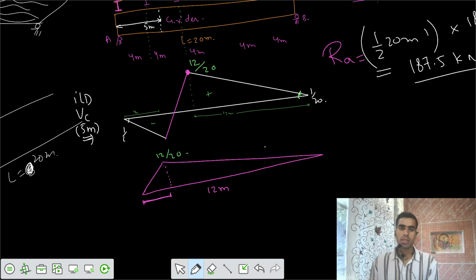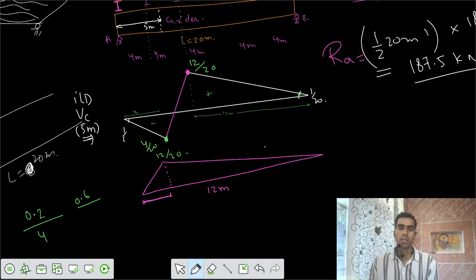And by the similar triangles, this one would be equal to 4 by 20. Now 4 by 20 is 1 by 5, that's 0.2, and this is 12 by 20, that's 3 by 5, that's 0.6. So 0.2 is for the length of 4 and 0.6 is for the length of 12.